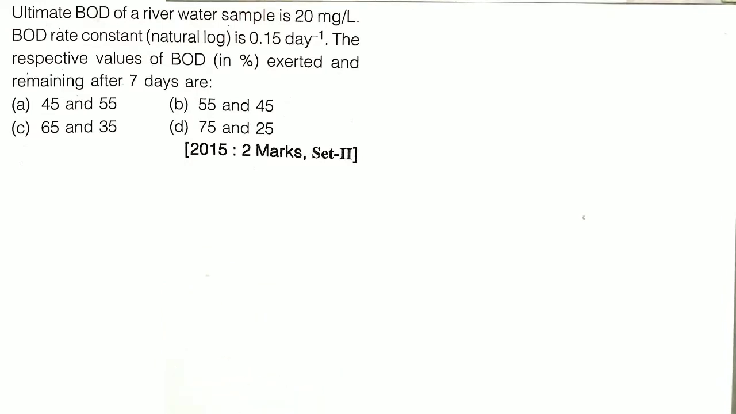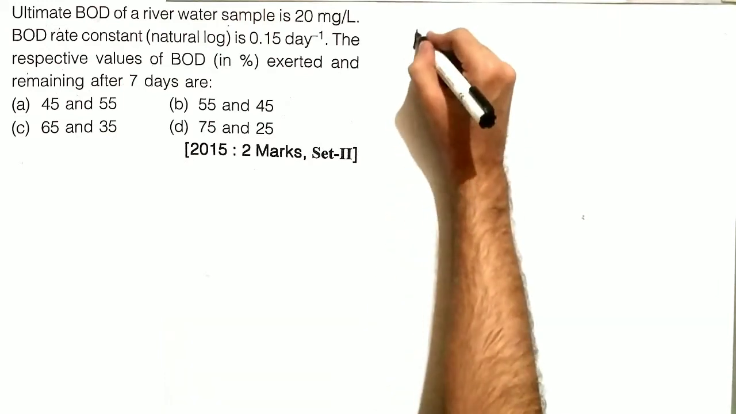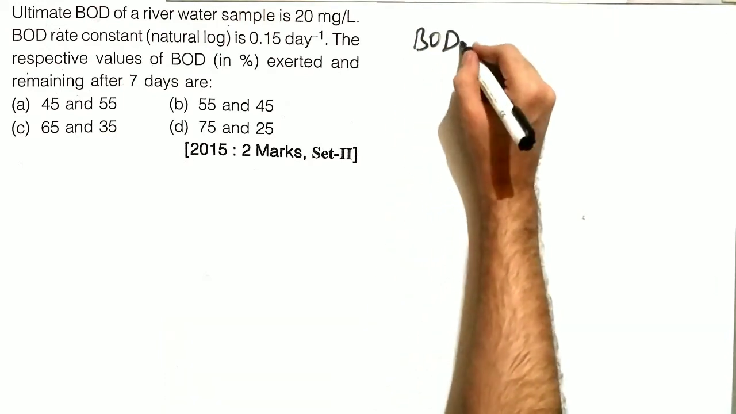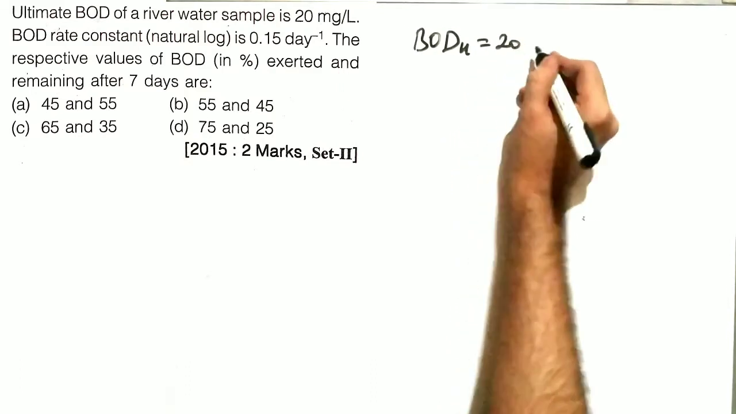So the next question says that ultimate BOD of a river sample is 20 milligram per liter. You are given with BOD ultimate as 20 milligram per liter.